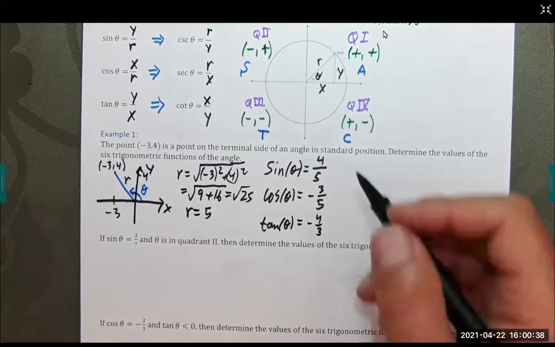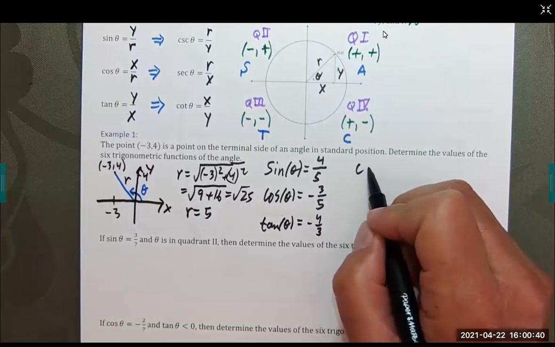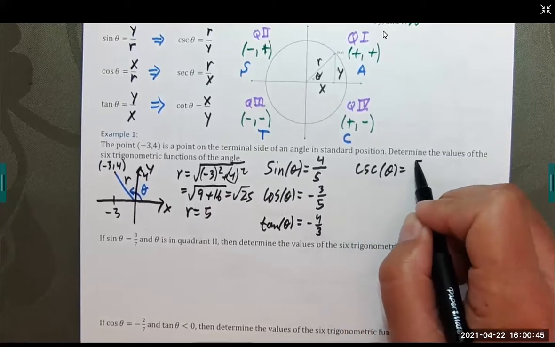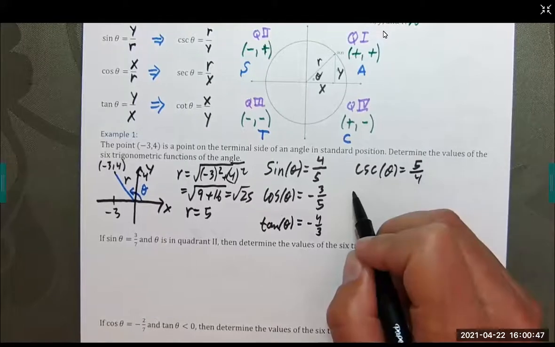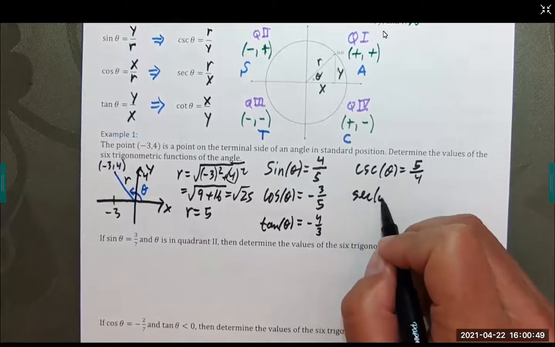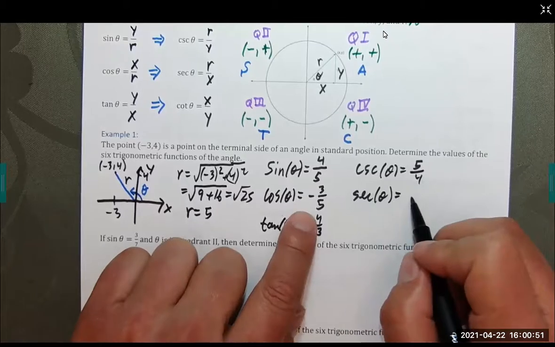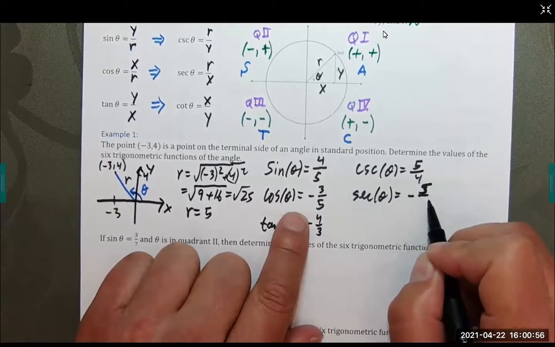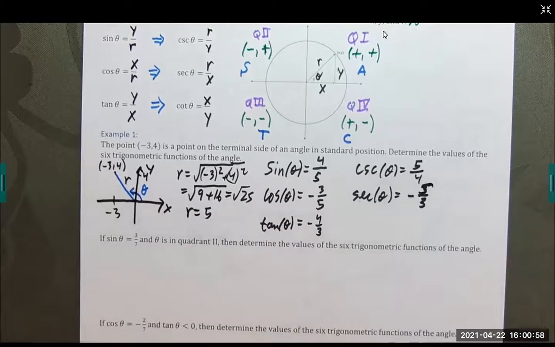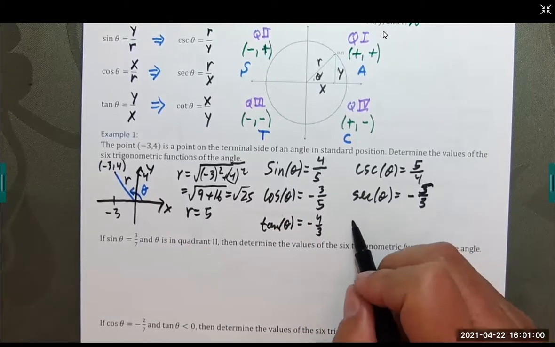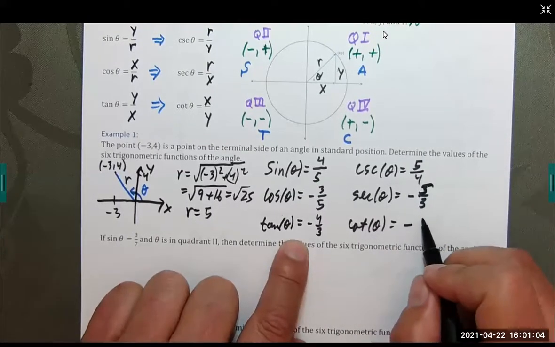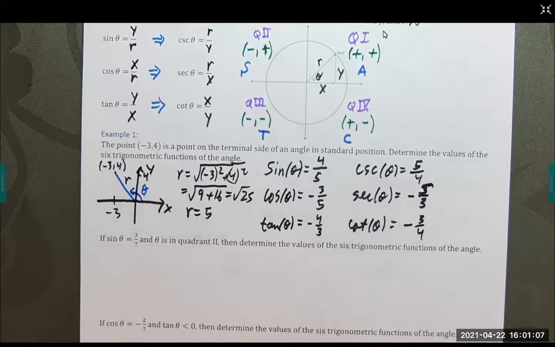The other three are very easy to find. The cosecant of theta is the reciprocal of sine, 5 over 4. Secant of theta is the reciprocal of cosine. It's also negative, 5 over 3. And cotangent of theta is the reciprocal of tangent. That's going to be -3 over 4. Not too bad.